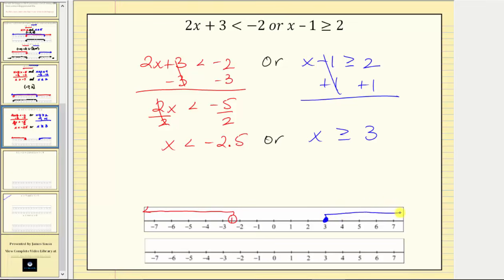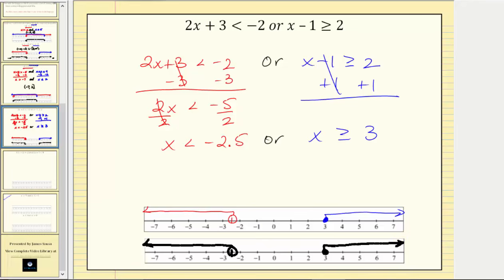Because we have an or, we are looking for the union of these two intervals, which means we combine these two intervals to determine the solution, and therefore the solution is both intervals. Open on negative 2.5, arrow to the left, or closed on positive 3, arrow to the right.